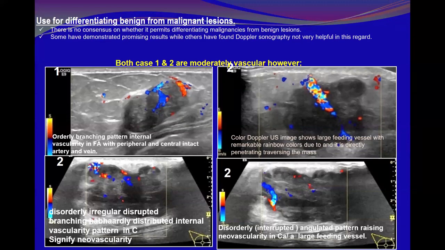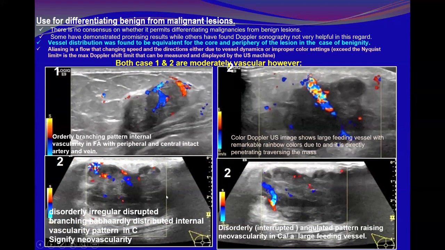If we look at the vascularity grading, you see in the two cases it seemed to be moderately vascular. The fibroadenoma as well as the carcinoma, both are moderate, but the pattern of vascularity itself is different between the two. This is more reassuring, while this is a more suspicious type of vascularity. Vessel distribution was found to be equivalent for core and periphery of the lesion in case of benignity. Yes, according to the literature, they mentioned that the vessels within the core and at the margins seemed to be equivalent, while here we can see it seems to be different, more interrupted, more irregular, more chaotic type. Aliasing is okay, no problem.